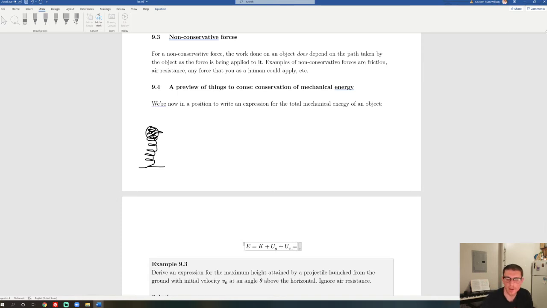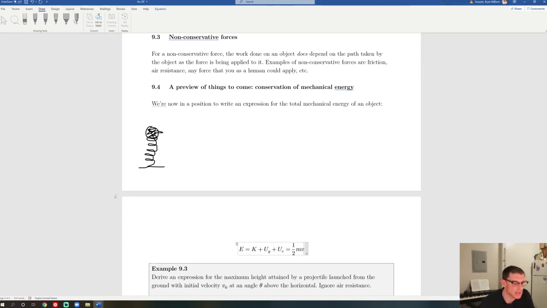But anyway, remember that if we plug in what we have now found all these different quantities to be, kinetic energy is just 1/2 mv squared, gravitational potential energy is mgy, and elastic potential energy is 1/2 k x squared. So this is a general expression for the total mechanical energy of an object.